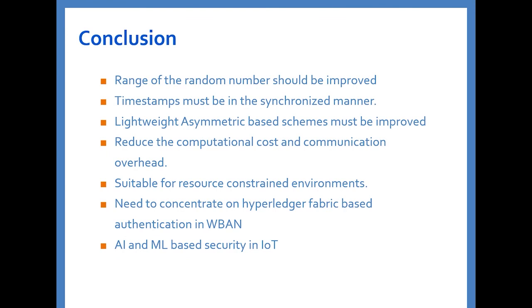Then here it is in conclusion. Here the range of the random number should be improved and it must be suitable for resource constrained devices. So we have to concentrate more on hyperledger fabric based authentication and we have to concentrate on AI and ML based security in IoT.